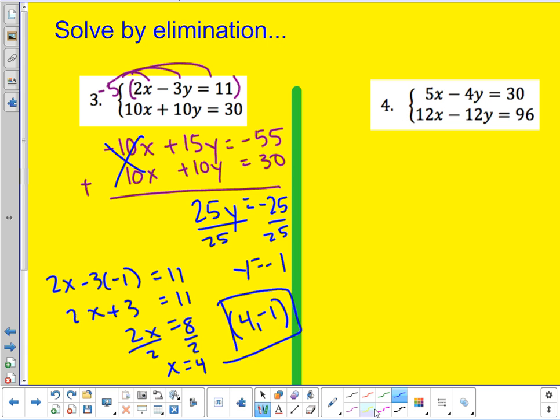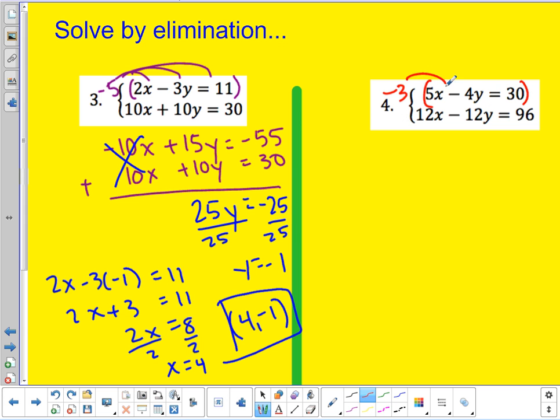Number 5, no opposite coefficients, but my equations are in standard form, so that's helpful. I notice that my y terms, I have a negative 4 and a negative 12. I can easily multiply this negative 4 by 3 to get me to 12, but I need to multiply it by negative 3 so that it goes to positive 12, being the opposite of that negative 12. So that's what I'm going to do.